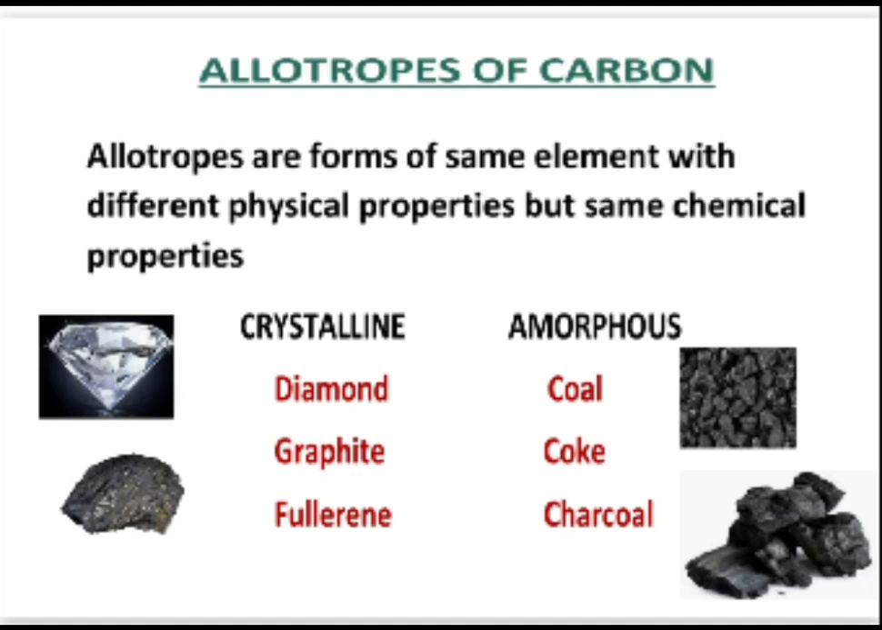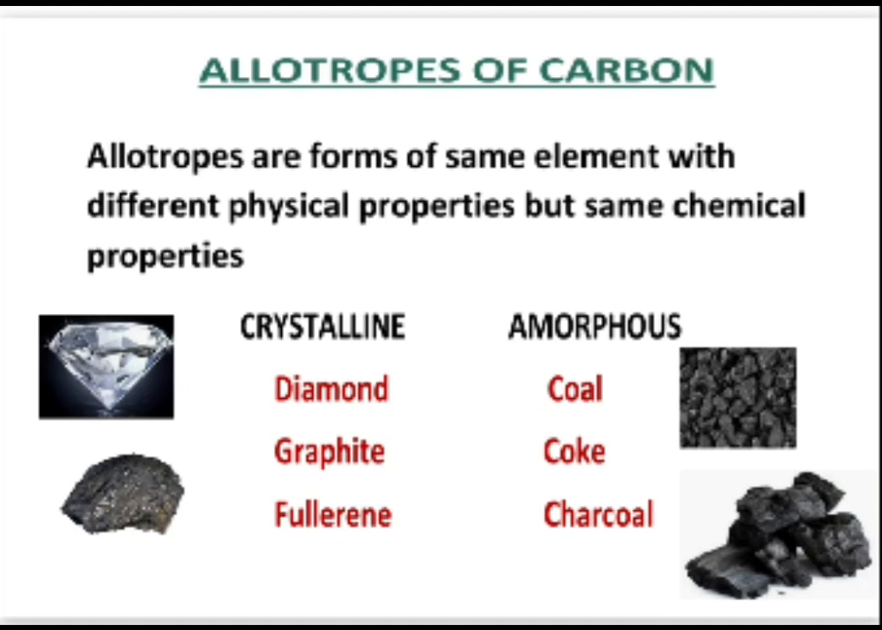Allotropes are generally divided into two kinds, crystalline and amorphous. Crystalline allotropes are the ones whereby the constituting particles are arranged in a definite order, for example diamond, graphite and fullerene, whereas amorphous allotropes are the ones whereby the constituting particles are not arranged in a definite order. For example, coal, coke, charcoal.